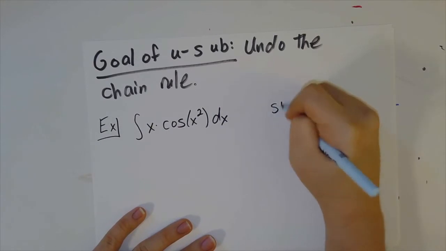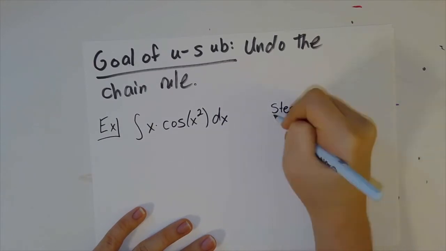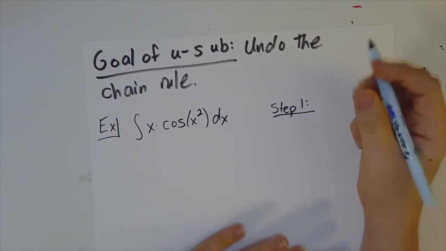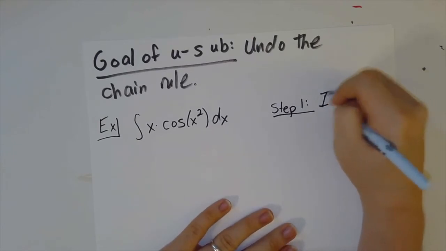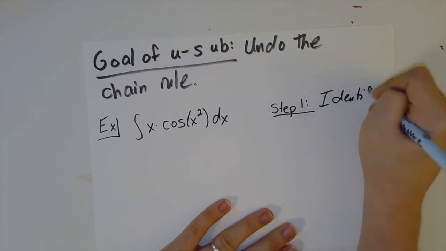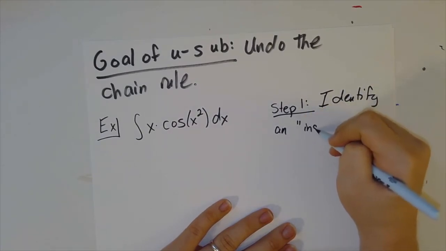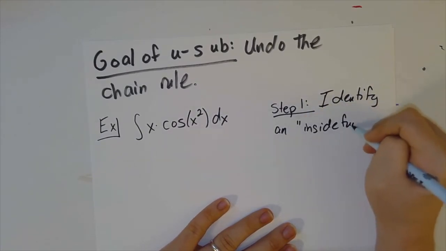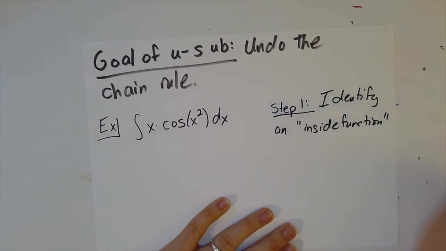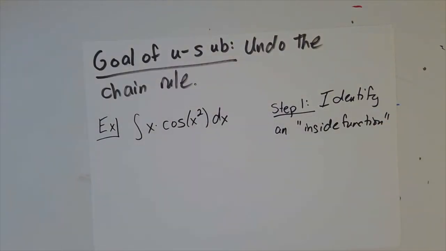So the first step in u-substitution is always going to be to identify an inside function. Okay, and I mean that inside function in exactly the same way I meant it when we talked about the chain rule. So some function that's inside another function.